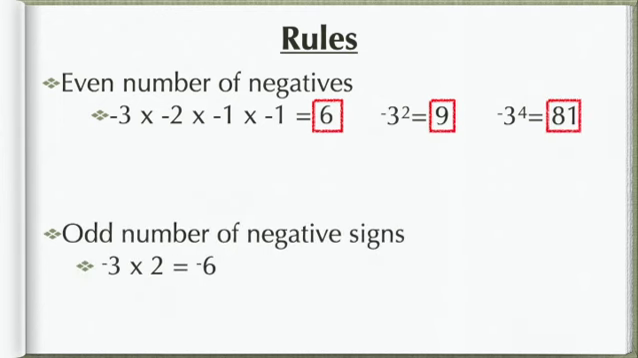Here's some examples of odd number of negative signs. So if only one of your factors is negative, then your answer is negative. And if you have 3 factors that are negative, because 3 also is an odd number.